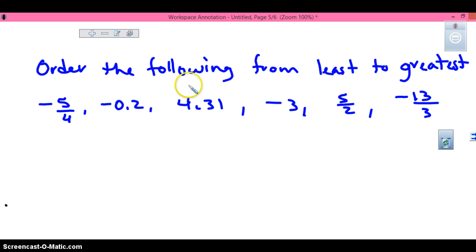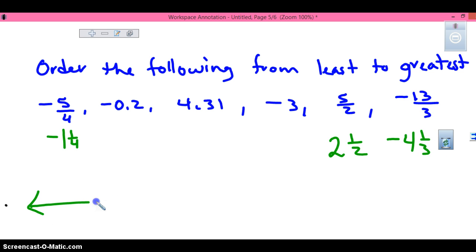Do we have to order the following numbers from least to greatest? Well, we've got our decimals. Maybe we can use a number line. We can start by changing our improper fractions to mixed numbers. So this would change to what? 1 and 1/4. 4 goes into 5, 1, with the remainder of 1. Keep the denominator. This would change to what? 2 goes into 5, 2 and 1/2. 3 goes into 13, 4 and 1/3.